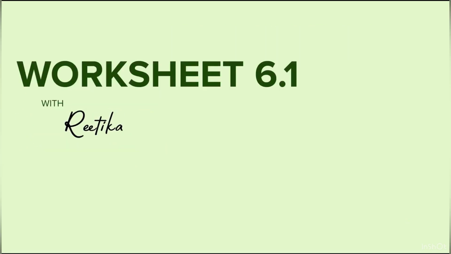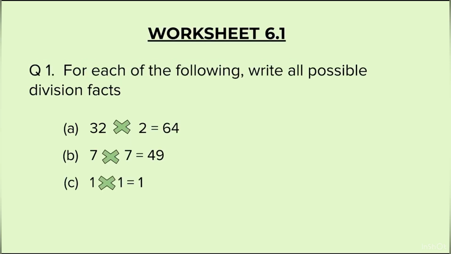Now we are ready to do worksheet 6.1. Question 1. For each of the following, write all possible division facts. A. 32 into 2 is equal to 64. B. 7 into 7 is equal to 49. C. 1 into 1 is equal to 1.